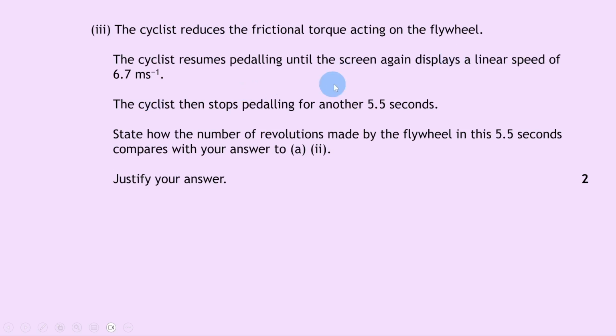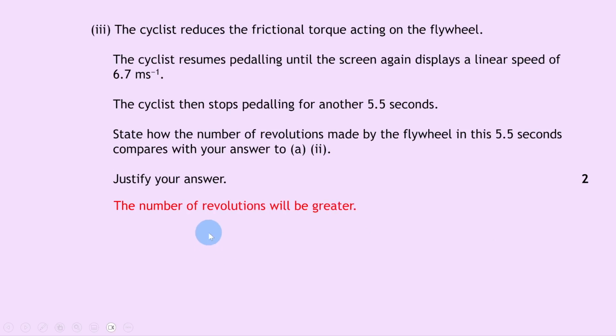The cyclist resumes pedalling until the screen again displays a linear speed of 6.7 meters per second. The cyclist then stops pedalling for another 5.5 seconds. State how the number of revolutions made by the flywheel in this 5.5 seconds compares with your answer to A part 2. Justify your answer, and you'll see there's 2 marks available for this.